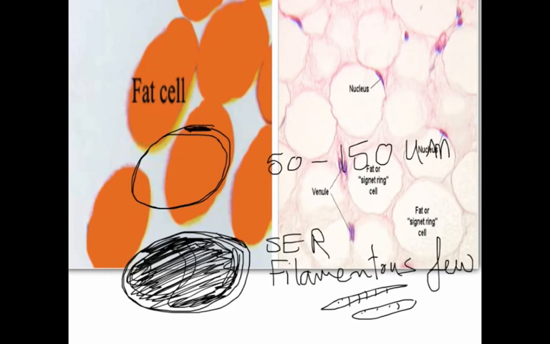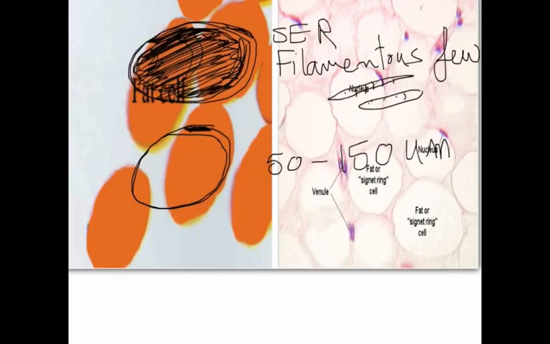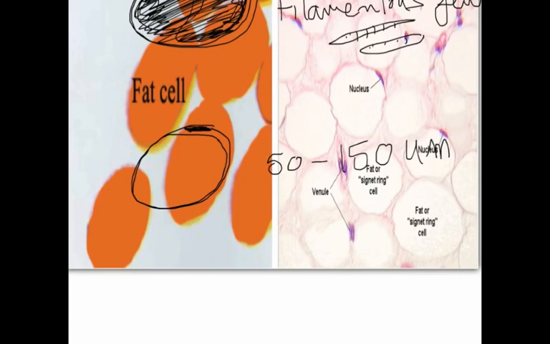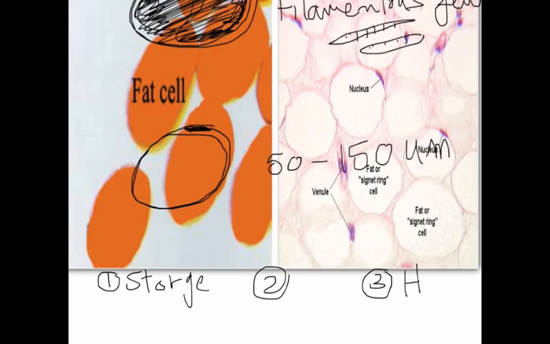Don't forget the functions of these fat cells, which are the following. Number 1 is the storage of fat. Number 2, support delicate organs like the kidneys and the blood vessels. Number 3, the heat insulator.